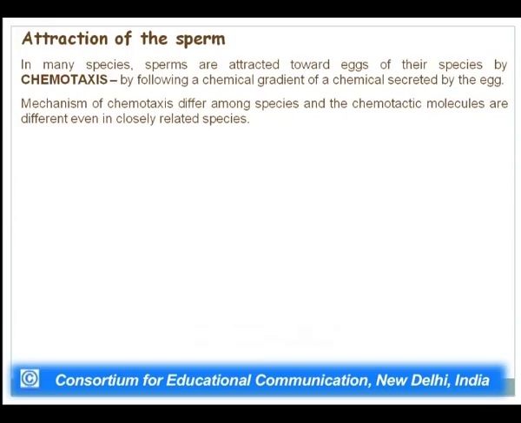The mechanism of chemotaxis differs among species, and the chemotactic molecules are different even in closely related species, particularly in external fertilization, where we have already seen that there is a difficulty of species-specific fertilization. Therefore, these chemotactic molecules have evolved to be quite different even in closely related species. So one chemoattractant will not attract the sperm from even a closely related species. That again emphasizes that only species-specific fertilization takes place.